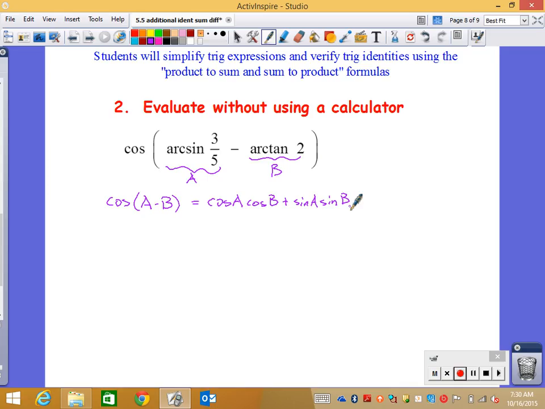So it's important to know, hey, I know that the arctan of a number is just an angle, I gave away the answer. I know the arcsine of a number is just an angle. So really, we have a cosine of an angle minus an angle, which is the difference identity for cosine.